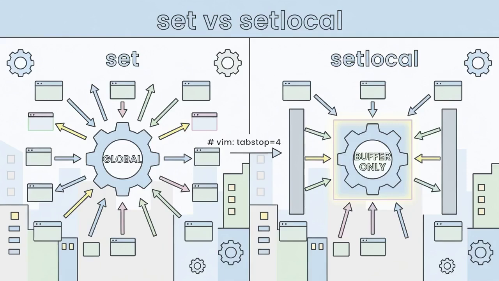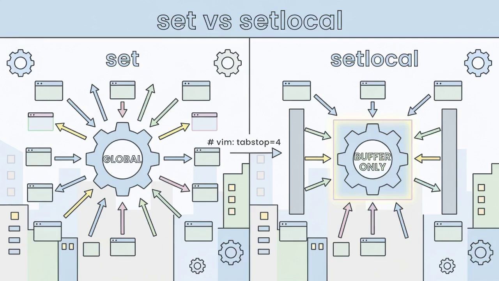Here's a critical detail. Modelines use setlocal semantics by default, not plain set. The set command changes both the window local and global value, meaning it persists after you close the file. Setlocal only affects the current buffer. This makes modelines safe for transient tweaks. They apply only while that specific file is open and won't leak into your other editing sessions or corrupt your global Vim configuration.